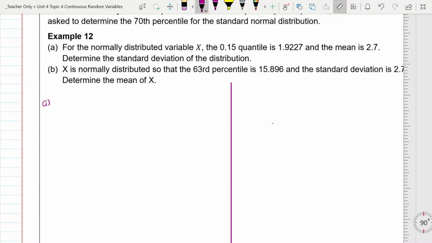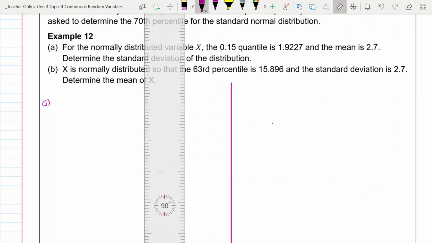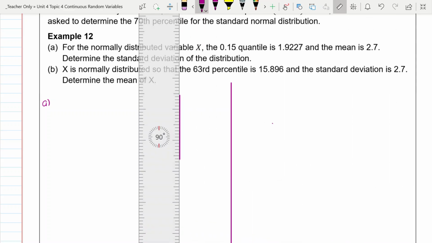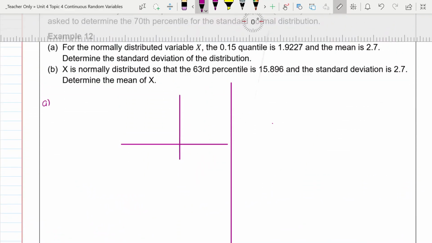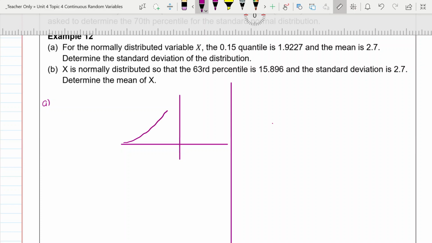For the normally distributed variable x, the 0.15 quantile is 1.9927 and the mean is 2.7. Determine the standard deviation. Alright, so I think the main way to start these is to draw yourself a little distribution, because that helps you to understand what is being asked. Okay, so they've said the 0.15 quantile is 1.9927.